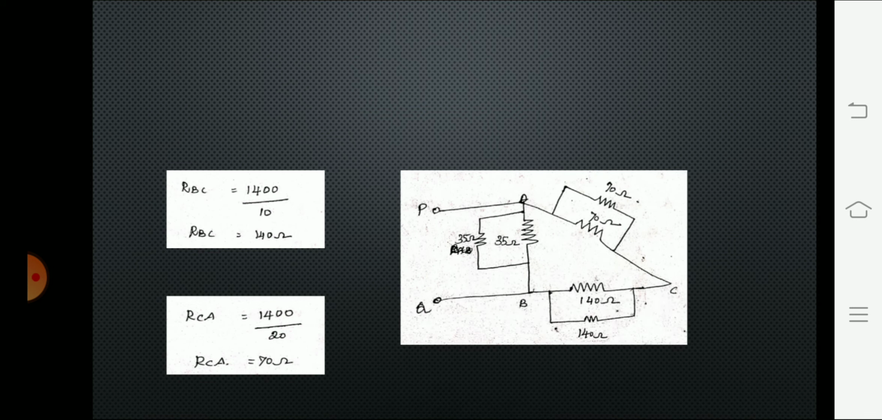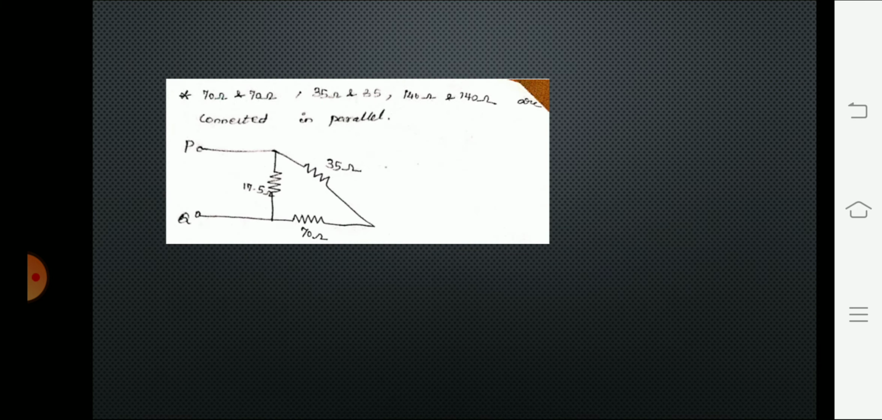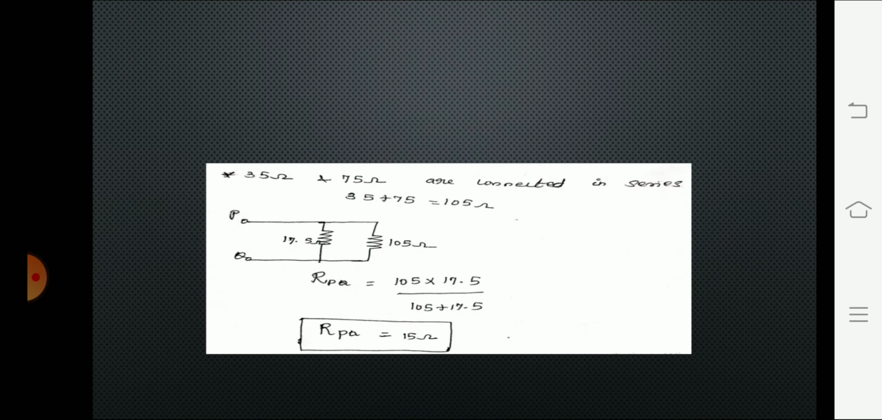In this diagram, the 70 ohms are connected in parallel, 140 ohms are connected in parallel and the 35 ohms are connected in parallel. So we get the answers 35 ohm, 70 ohm and 17.5 ohm. In this connection, 35 ohm and 70 ohm are connected in series. We get the answer 105. Again, 17.5 ohm and 105 ohm are connected in parallel. We get the answer: the resistance between P and Q is 15 ohm.